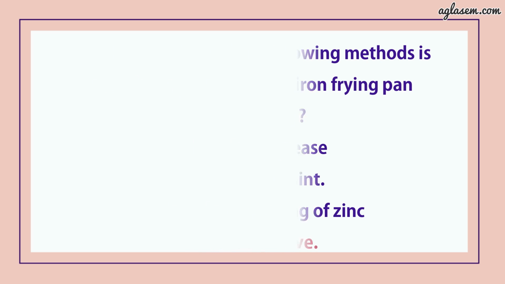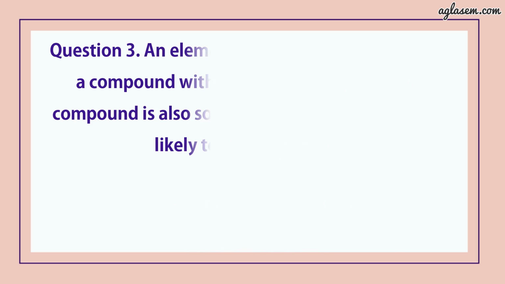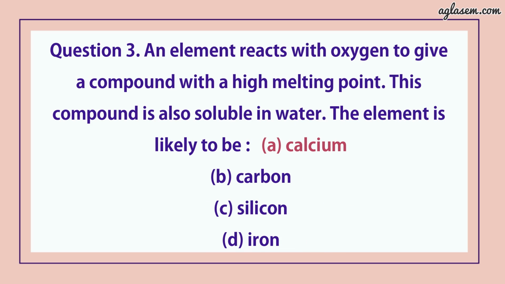Further, question number 3 says, an element reacts with oxygen to give a compound with a high melting point. This compound is also soluble in water. The element is likely to be A. Calcium, B. Carbon, C. Silicon, and D is iron. The answer is A, that is calcium.